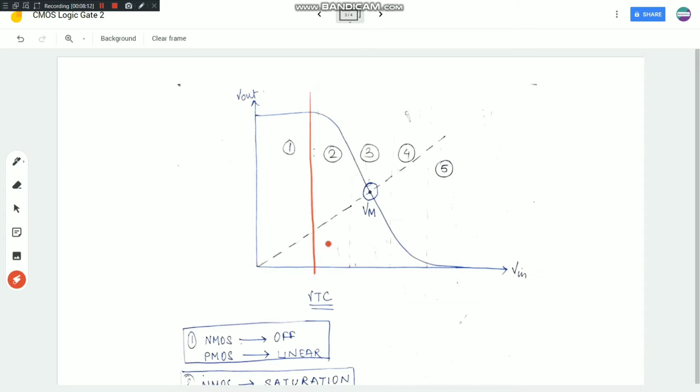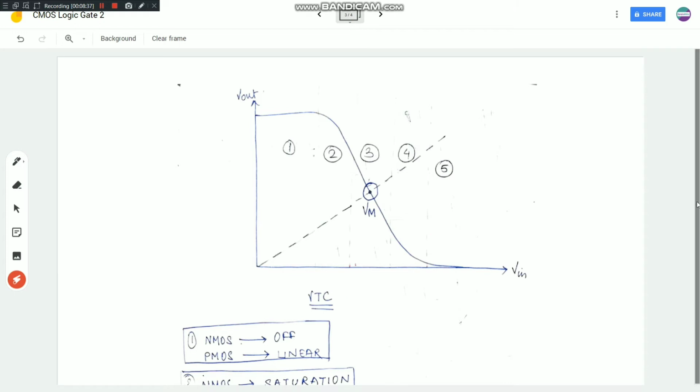Now you have seen the VTC curve before. Okay, I'll just demarcate the regions for you right now so that you can understand what the regions are. The picture is not quite clear. So before this is my region 1. In between these two lines is my region 2. In between these two lines is my region 3. And in between these two lines is my region 4.